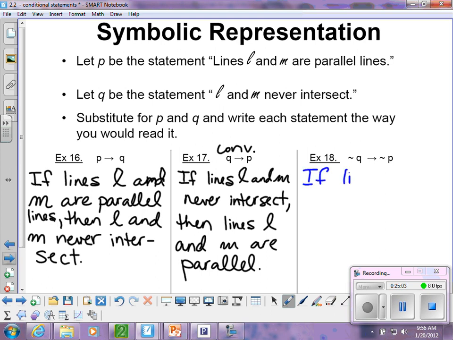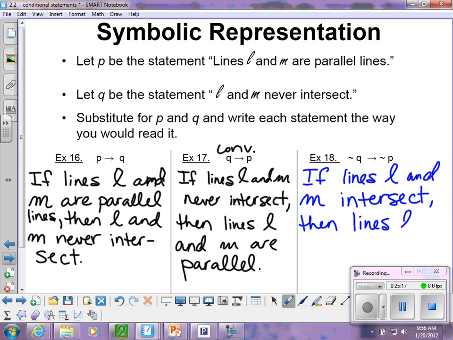So if lines L and M intersect, then lines L and M are not parallel. So did you negate both pieces? Yes. On one of the pieces, you took the never out, and on the other one, you put the not in. So do you see how it's crucial to negate both pieces, even if it's already got the word not or never? Yep. All right.